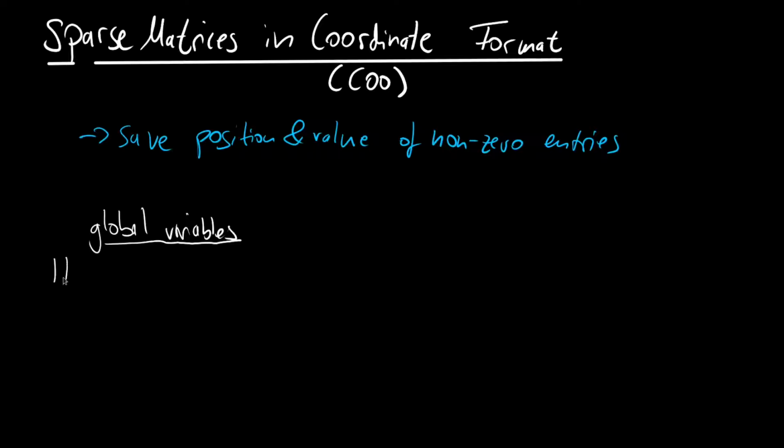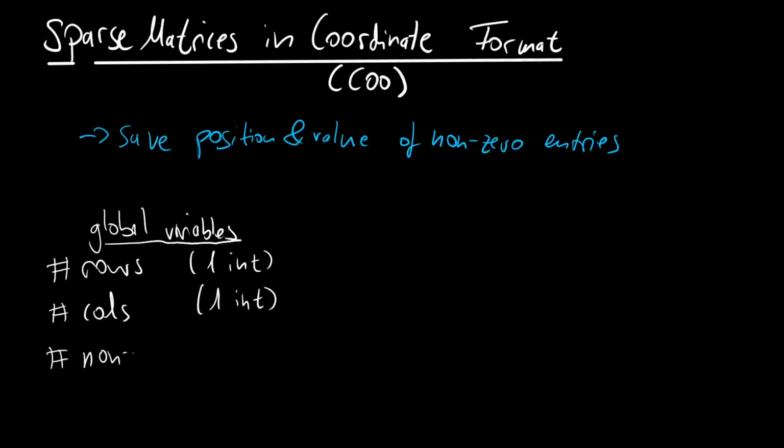And we have to save the number of rows, which takes us one integer. We have to save the number of columns, which also takes us one integer. We have to save the number of non-zero entries. This is also one integer. I will denote the number of non-zeros as nnz.